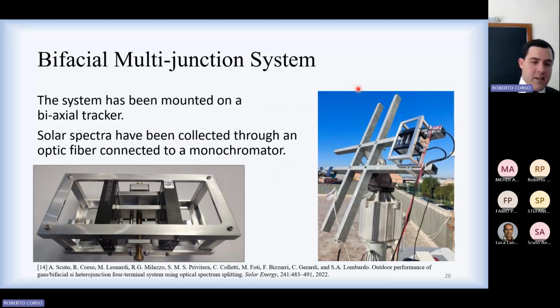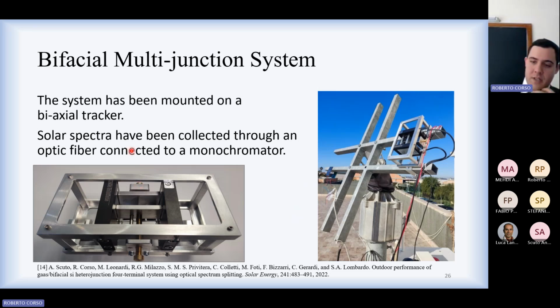Okay, here we see a picture of the complete bifacial multi-junction system. We can more or less identify the bifacial cells here on the bottom. These are the gallium arsenide cells, which are here. And here we have the two dichroic mirrors, again at an angle of 45 degrees. Because of the presence of these mirrors, the system will only work appropriately with the direct component of the light.